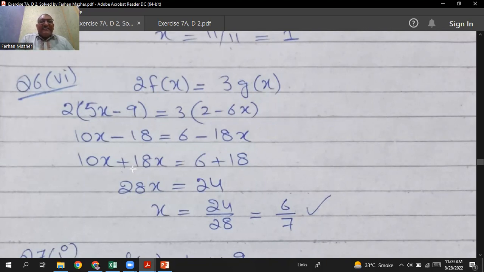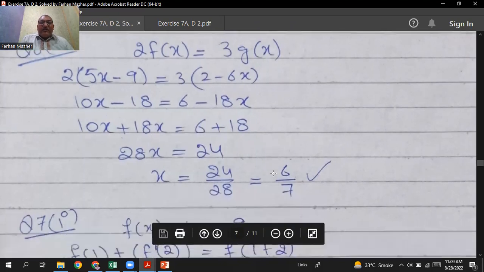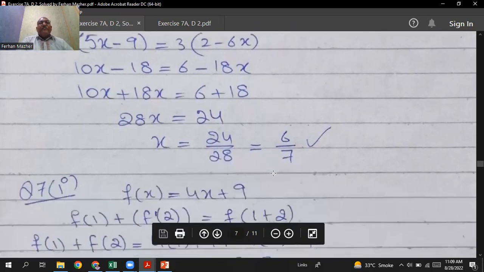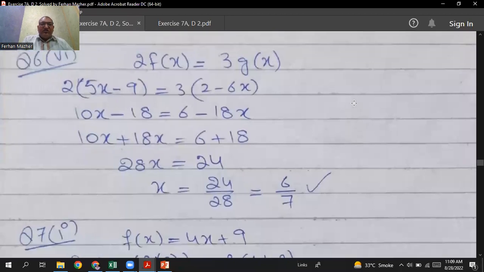So 10x plus 18x will be equal to 6 plus 18. 28x will be equal to 24, and x will be equal to 24 divided by 28. When you cancel them with the table of 4, you will have 6 by 7. So this is how you do this question, and let me show you the whole question together.